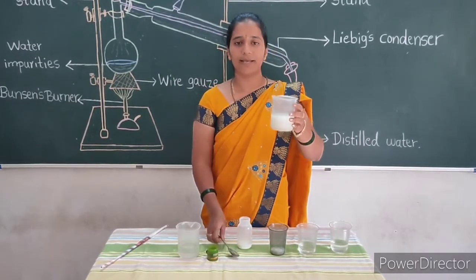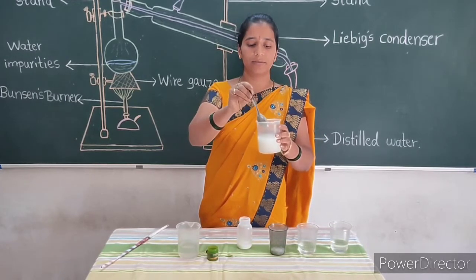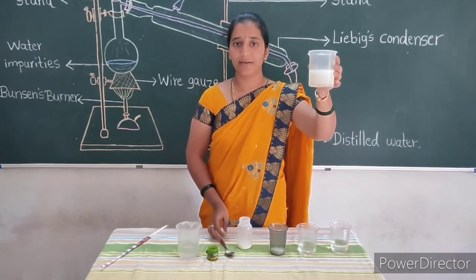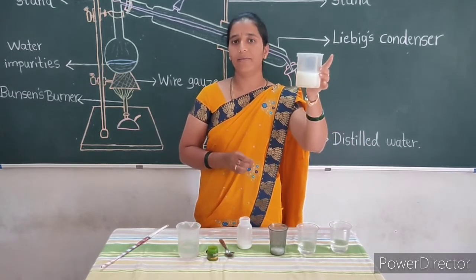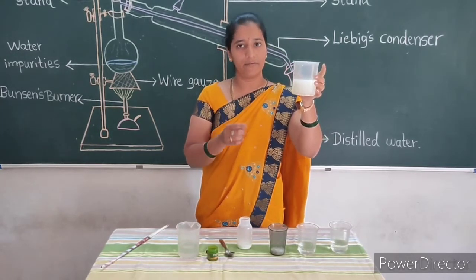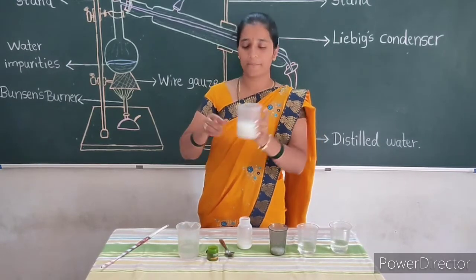Next, take water in a beaker and add milk to it. Stir the solution. This is miscible because you can see only one mixture. It is a mixture of milk and water. So this one we call miscible.